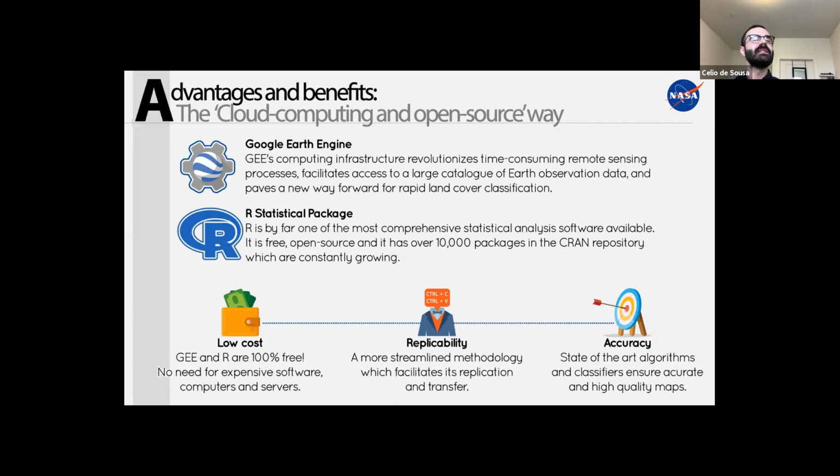And now, since we are using one platform and not several software and several types of computers, our approach is more streamlined, since everything happens in one single place, which in turn makes it easy to transfer to anyone who's interested in reproducing it. Plus, the language used on those platforms is very standard and not very complicated to learn. And finally, since we are using state-of-the-art techniques, we are making sure to achieve the best possible outcomes, or high quality final maps. Next slide.